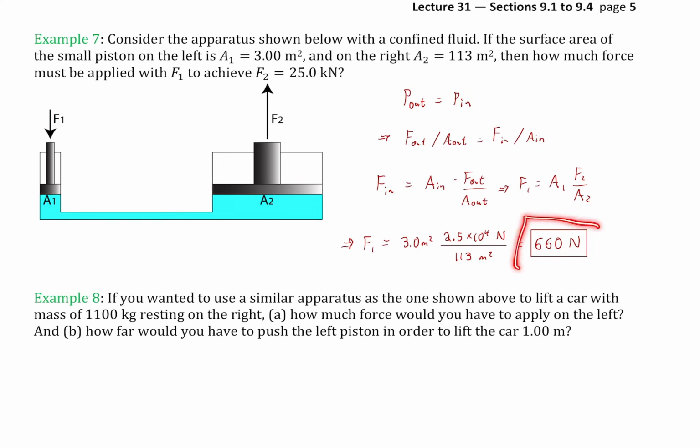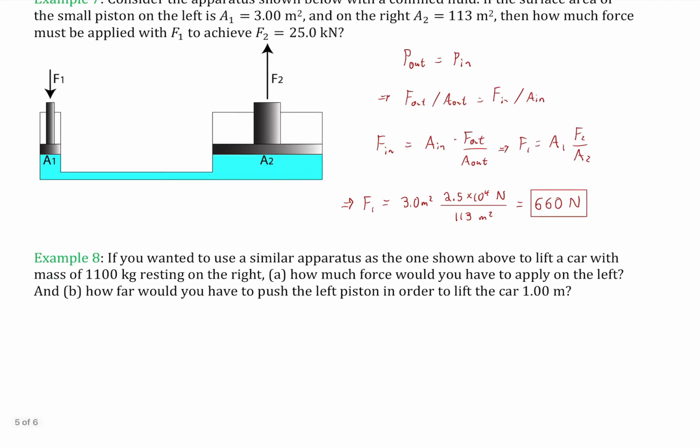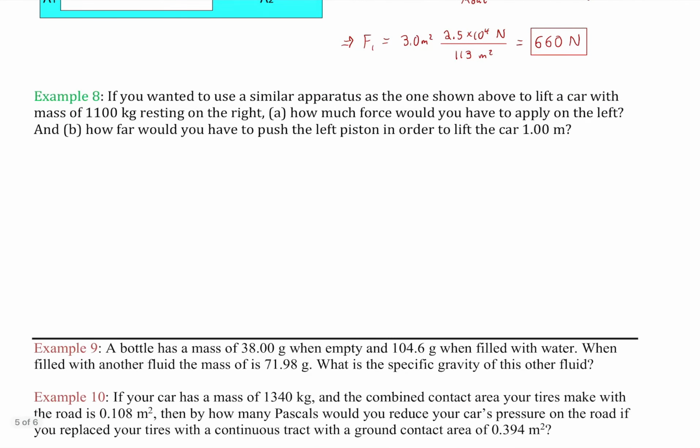This is like a human level of pushing force. You could actually push this just by putting your back into it, really pushing as hard as you can. That's 660 newtons, and then you get enough force to lift a car, 25,000 newtons. So that seems great, but it also seems like we're getting something for free. But of course we're not. There's nothing for free in physics.